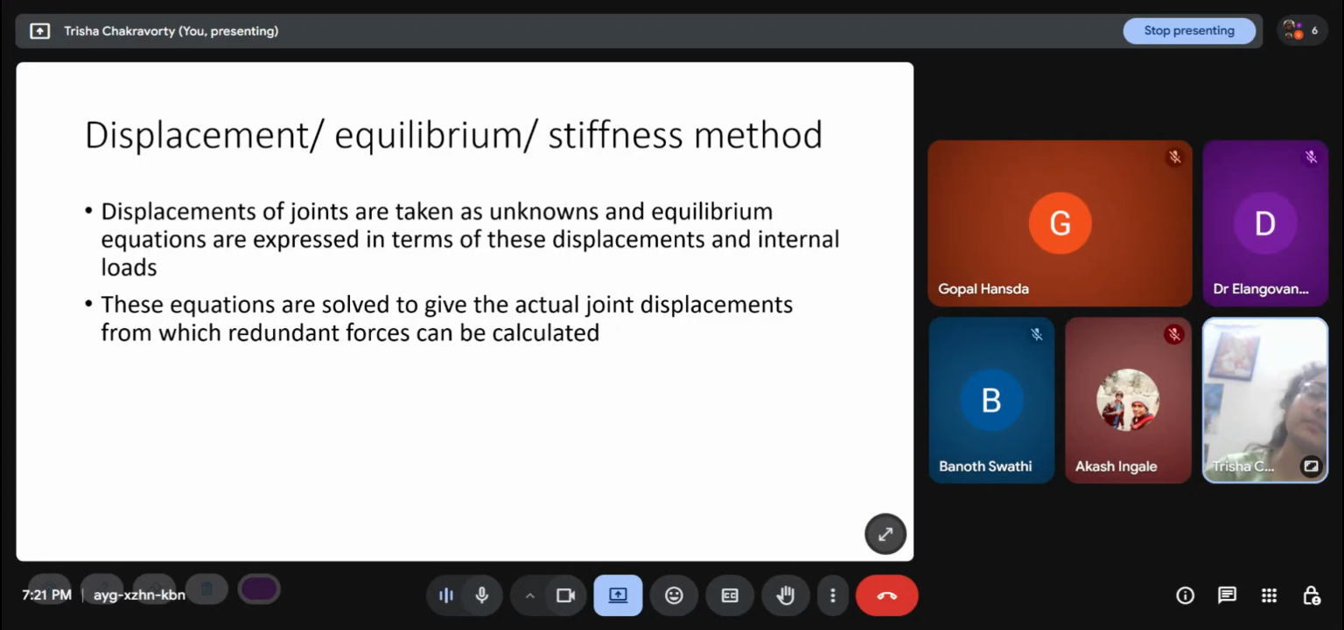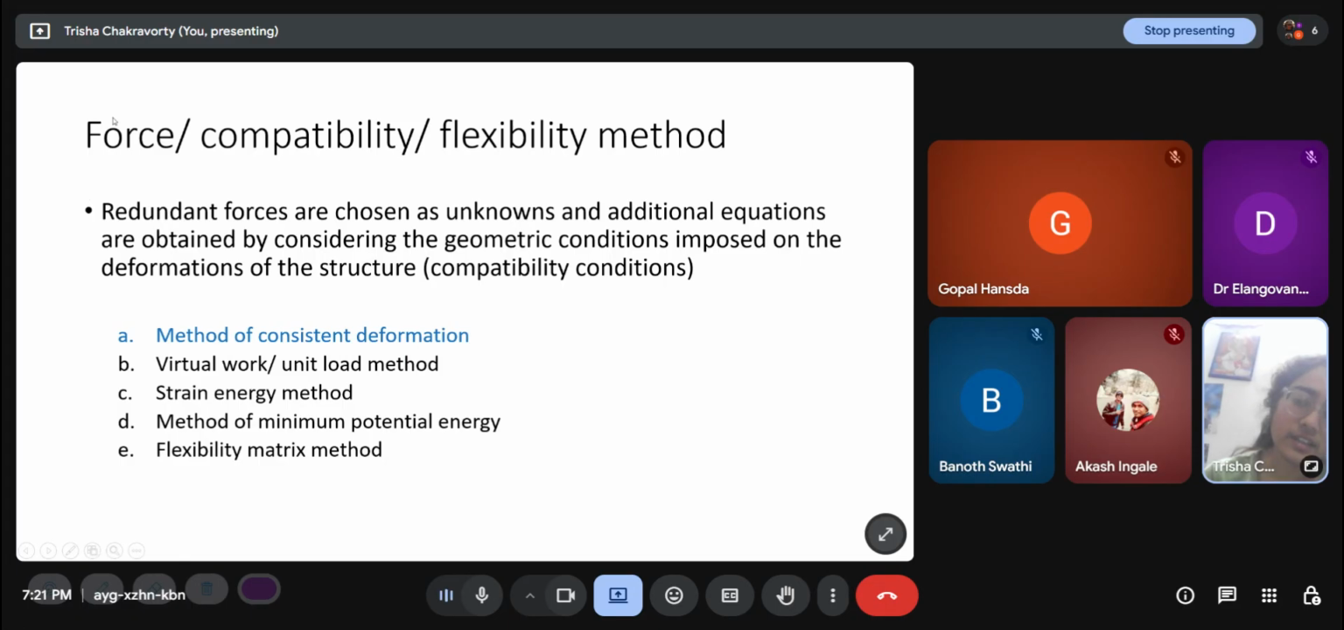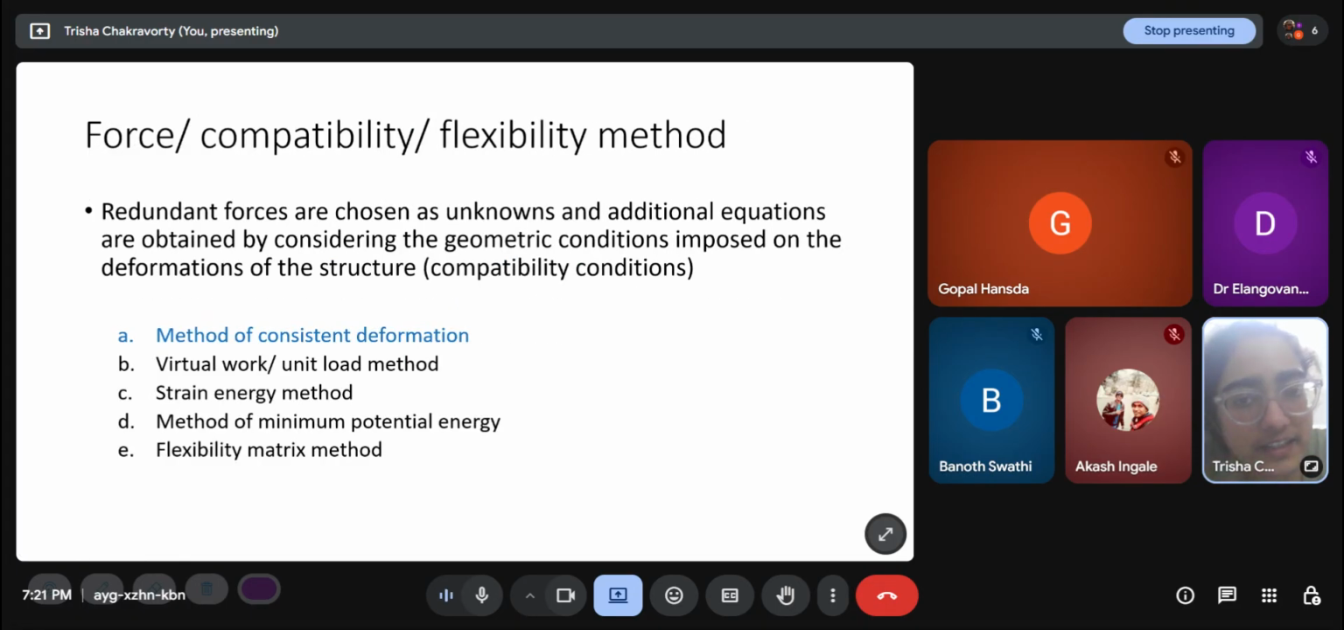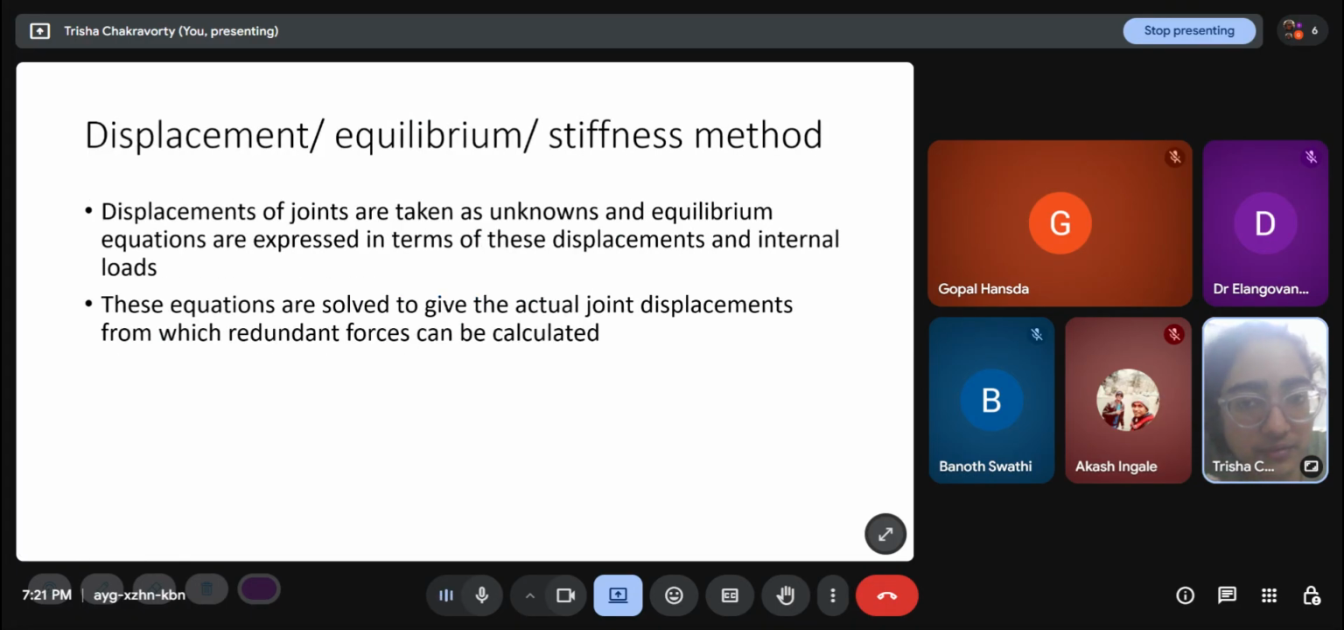See, each of these terms, the analogy of force is displacement. The analogy of compatibility is equilibrium, which I said. All structures have to satisfy both the equilibrium and the compatibility conditions. And flexibility and stiffness are actually inverses of each other.